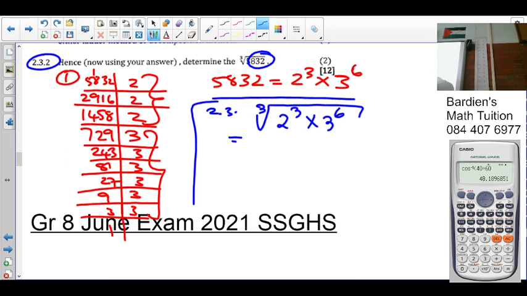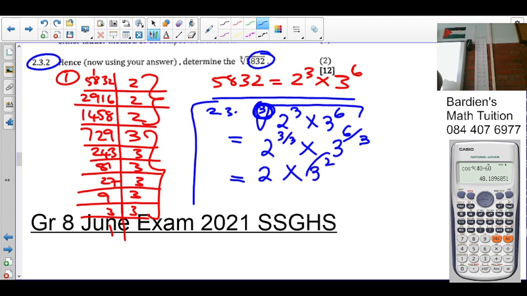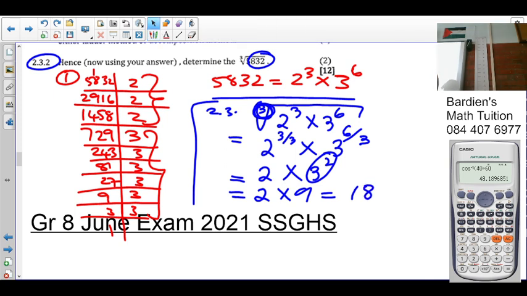Okay, so this can be written as 2 to the exponent 3 over 3, that will be the root there in the denominator, times 3 to the exponent 6 over, again, that 3 there. So that will be 2, 3 over 3 is 1, times 6 over 3 is 2. What is 3 squared? 9. And 2 times 9 is 18. Which means to say, if I say 18 times 18 times 18, let's see what we get.